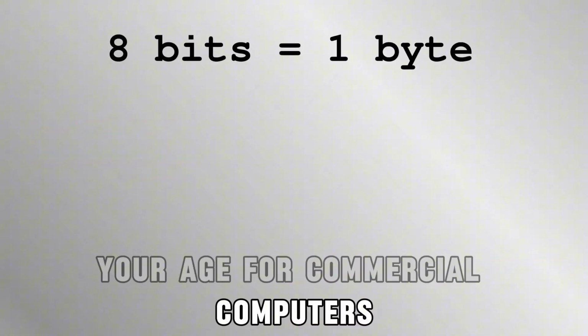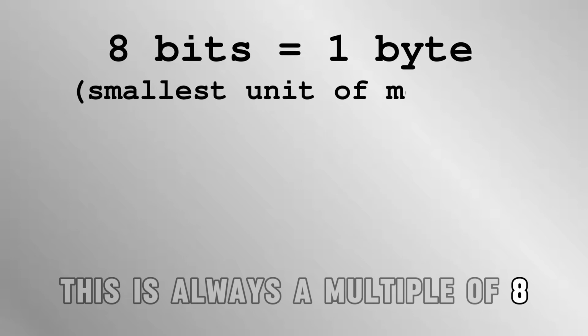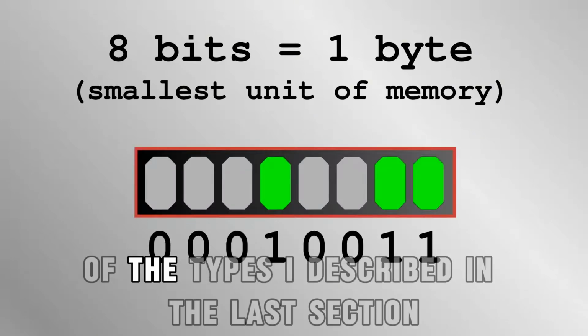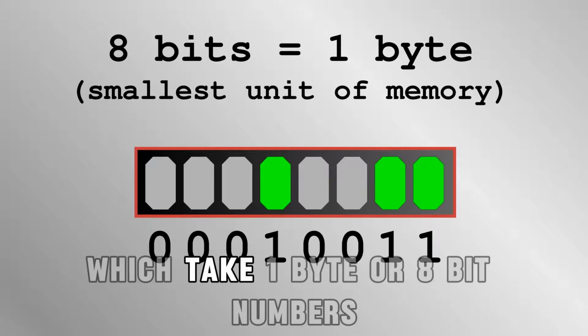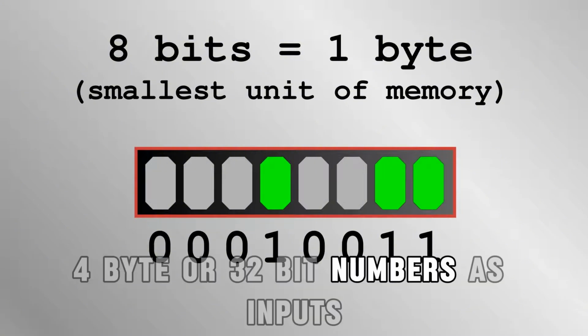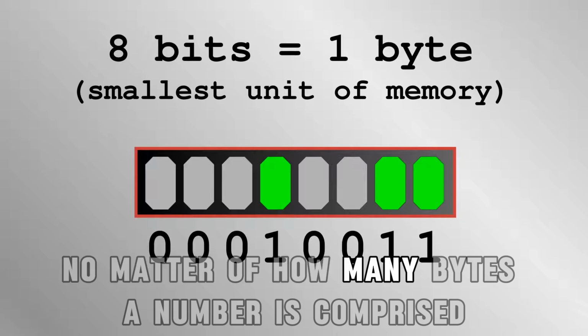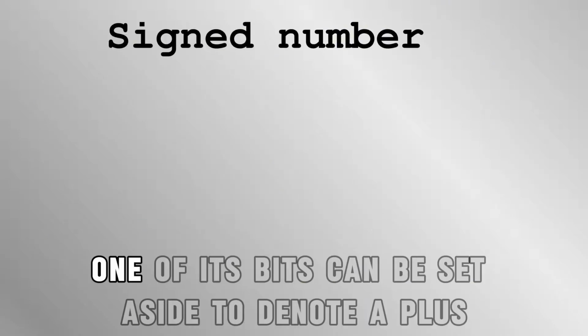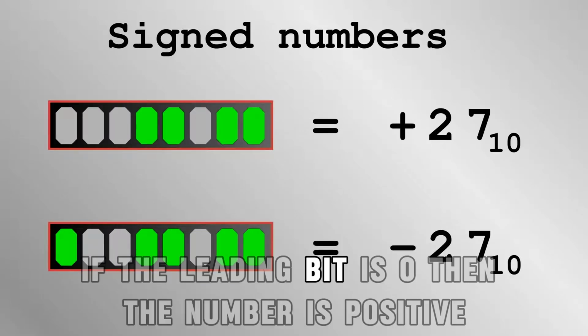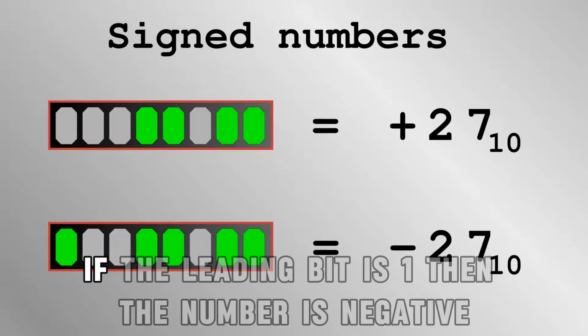For commercial computers, this is always a multiple of 8. 8 bits are called a byte. The computer will have adder circuits and so on of the types I described in the last section, which take 1 byte or 8-bit numbers, 2 byte or 16-bit numbers, 4 byte or 32-bit numbers as inputs. No matter of how many bytes a number is comprised, one of its bits can be set aside to denote a plus or minus sign. When a number is signed in this way, if the leading bit is 0, then the number is positive. If the leading bit is 1, then the number is negative.